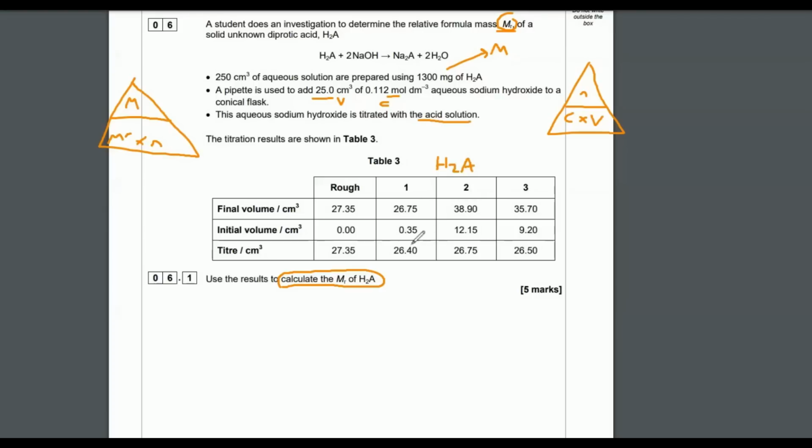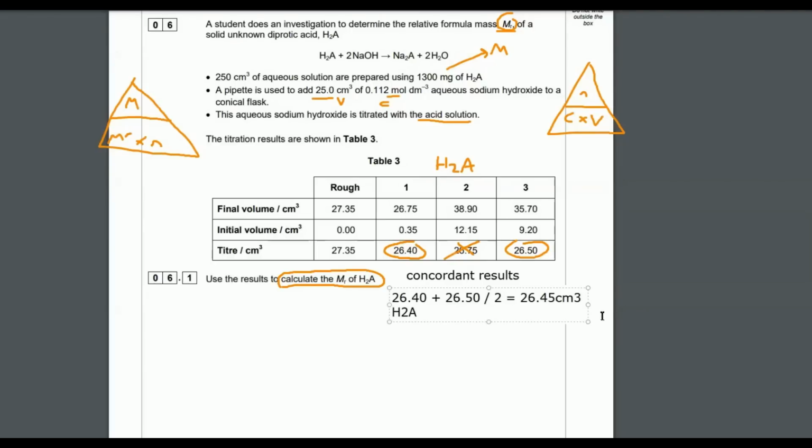It's always difficult to know where to start here, and there's a couple of starting points. We're going to need to find the mean titer of acid added. So you could start here, or you could start by finding the moles of sodium hydroxide, because you've been given the volume and concentration. Doesn't really matter which one you choose. So I'm going for, let's work out the mean titer. So I found these two are concordant results, 26.40, 26.50. The 26.75 or whatever is way too far out to be concordant. So I'm adding these two together, dividing by 2 to get 26.45. That is the mean titer, and that is of the H2A.